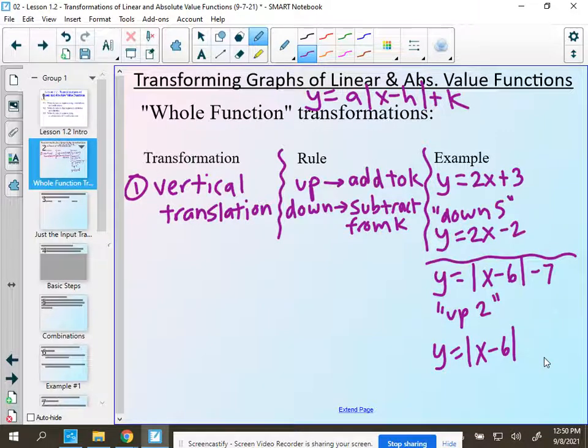So we took everything up, and now we're at minus 5 there. Okay, so hopefully that makes sense. That's a vertical translation. That's how we would do it on any linear, right? There's my linear example. There's my absolute value example. Up or down. Pretty straightforward. Okay, awesome. Okay, what's next?